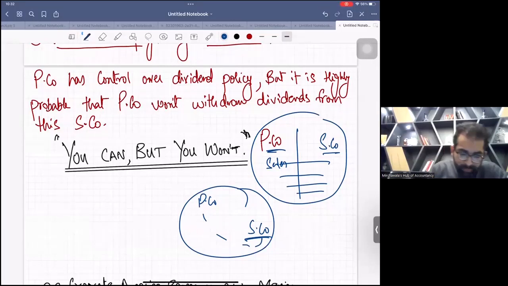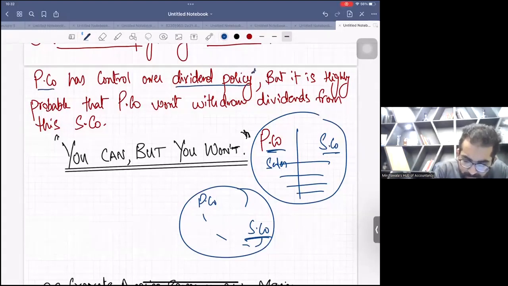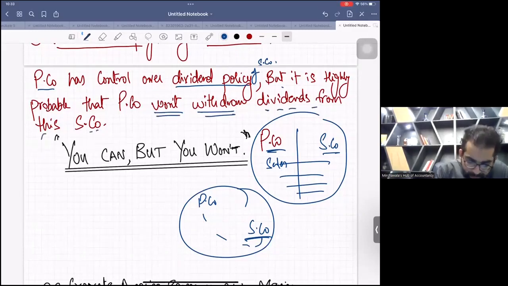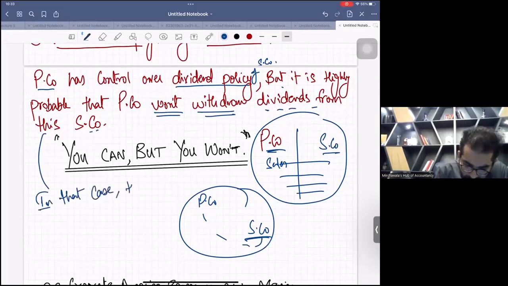Now read this. P company has control over the dividend policy of S company, but it is highly probable that P company won't withdraw dividends from this S company. In that case, there is no taxable TD.